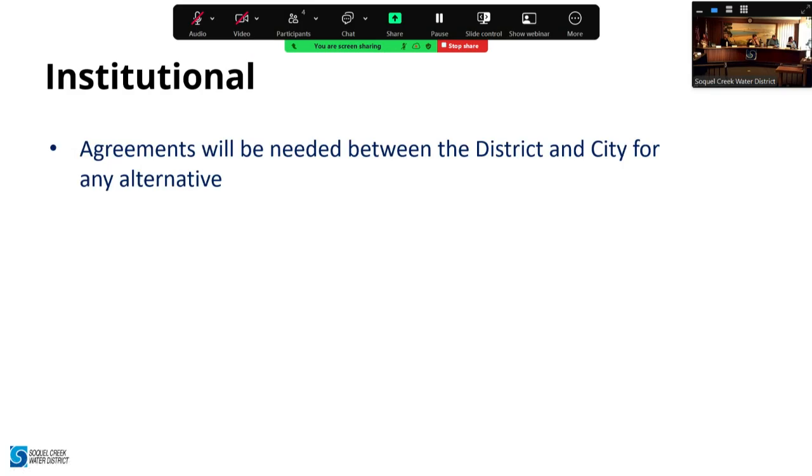And then I'm also going to just briefly touch on institutional. This was something that we discussed a lot, just that for any agreements to do any of these projects or to do components of these projects, there would need to be agreement between the city and the district for any of the alternatives, and that is ongoing. Right. I think one of the things that we know takes time is the interagency agreements between agencies when you're collaborating on projects.